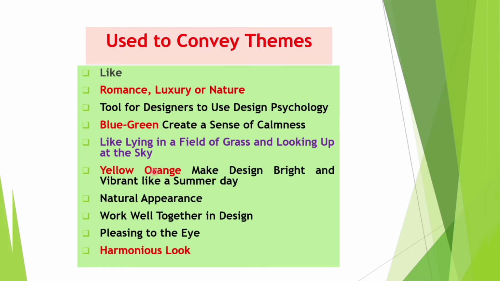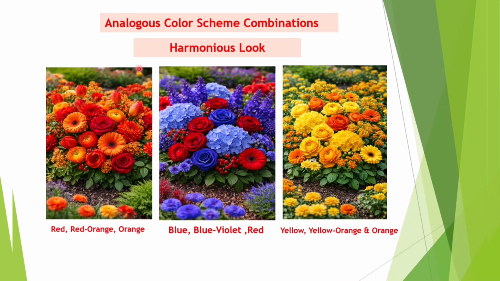Similarly, if you have yellow-orange, it makes a bright and vibrant day. So it is giving a natural appearance. They work well together in a design. They are pleasing to the eye, and they create a harmonious look. That means these analogous colors create harmony, as you will see here, between red, red-orange, and orange. Similarly, blue, blue-violet, and violet, and yellow, yellow-orange. That is how these colors look, and their impact is visible. We call it a visual impact.